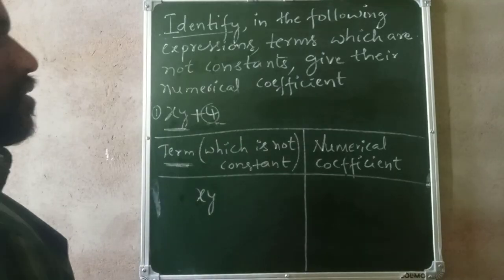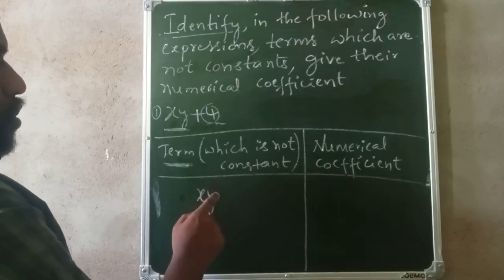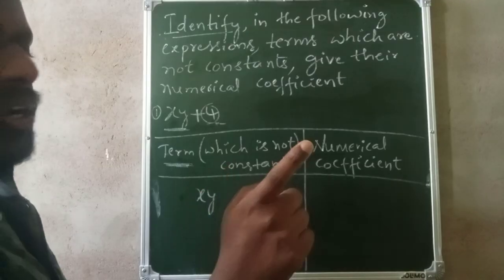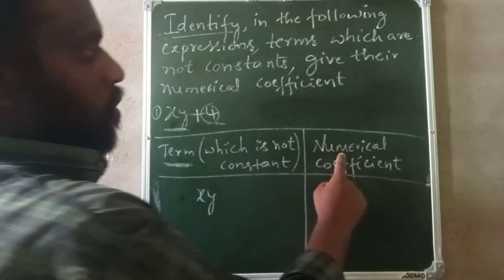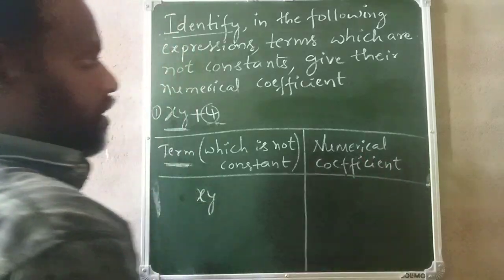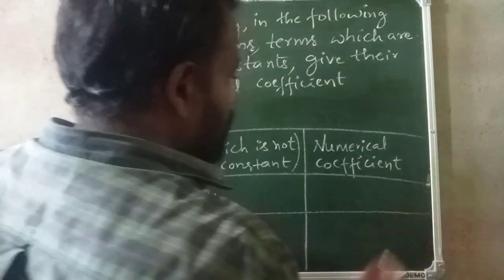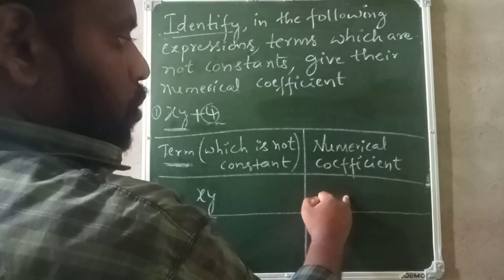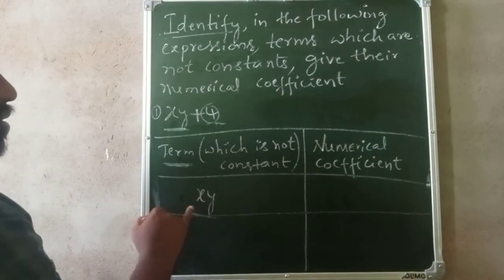Numerical coefficient means, to write here, for a term which is not constant, if you want to identify it, you have to see here. But if you want to find the numerical coefficient, you have to see this. So numerical coefficient means we have to write the numerical coefficient of what? Numerical coefficient of this xy.